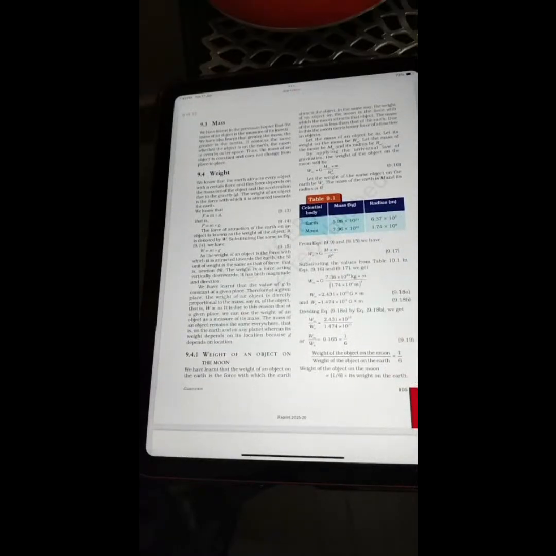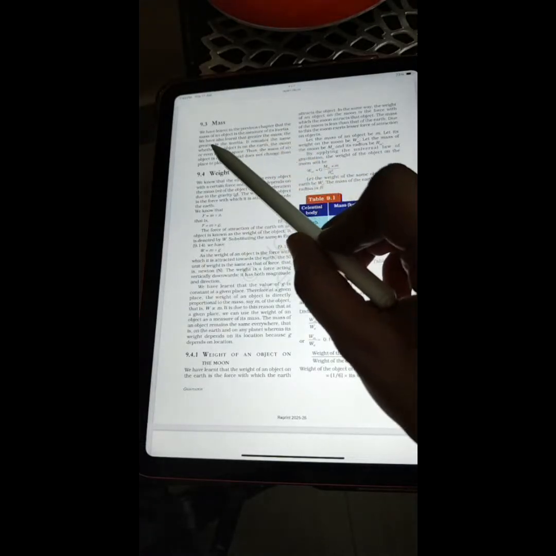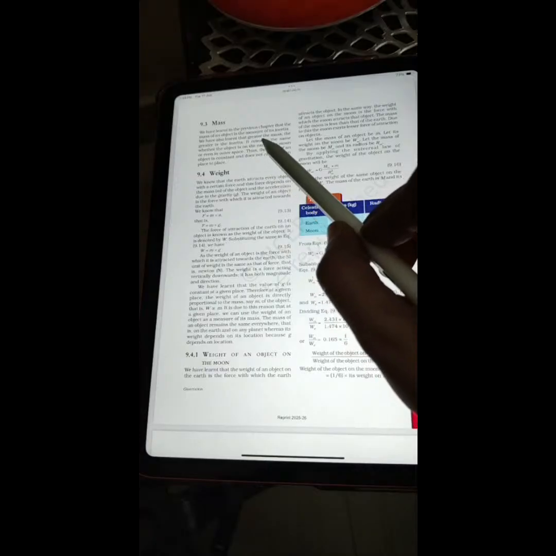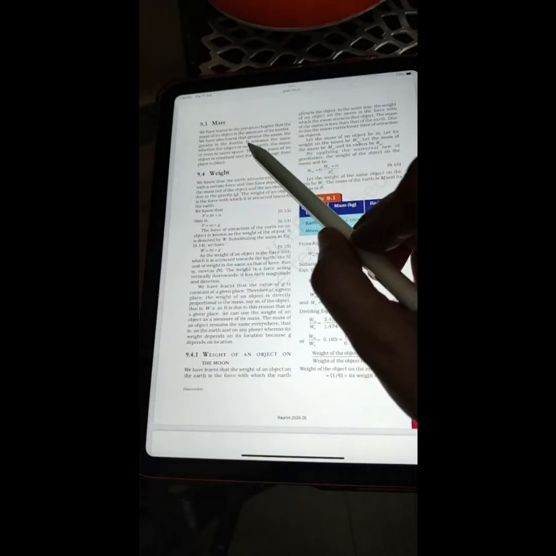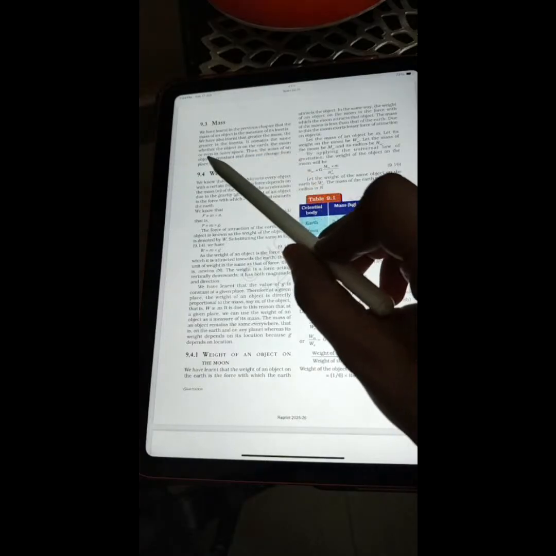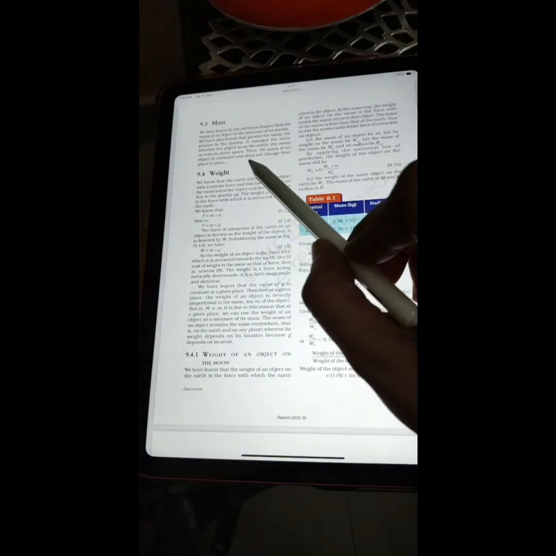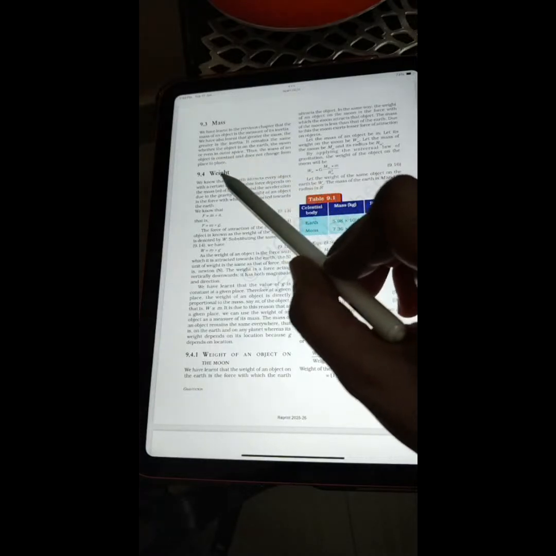We are on 9.3, mass. We have learned in the previous chapter that the mass of an object is the measure of its inertia. We have also learned that greater the mass, the greater is its inertia. It remains the same whether the object is on the earth, the moon, or even in outer space. Thus, the mass of an object is constant and does not change from place to place.